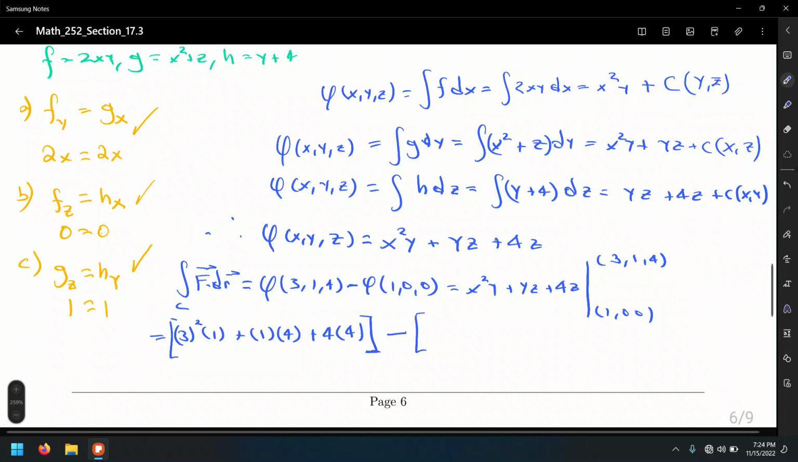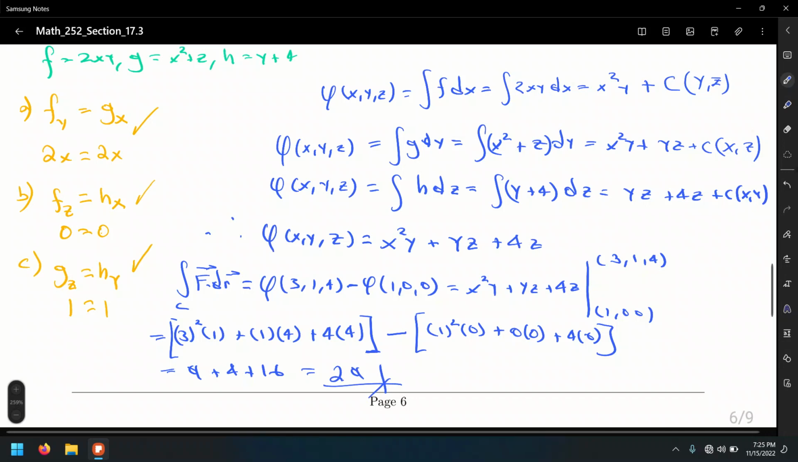minus the lower limit. Okay, x, which is 1, that's 1 squared, times 0, plus y, which is 0, times z, which is also 0, plus 4 times z, which is 0. So everything for the lower limit is 0. I could have said that in the beginning, but the reason I'm plugging in everything is so you can see how it works in the case in which you don't get all zeros every single time, all right? So that whole thing goes to 0, so that's 9 plus 4 plus 16, which adds up to 29, all right?